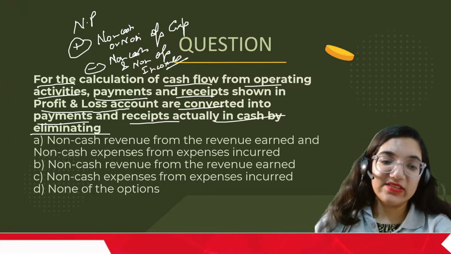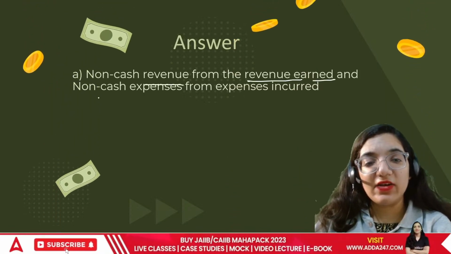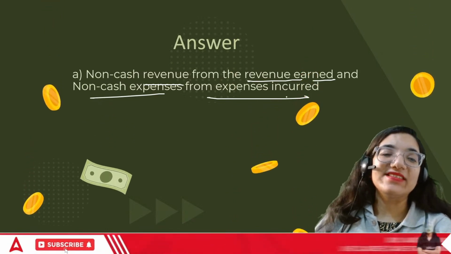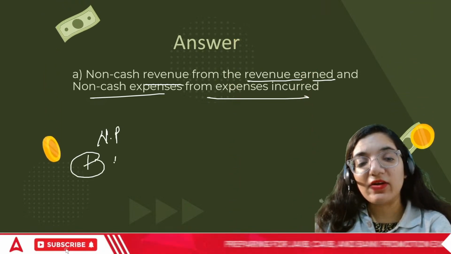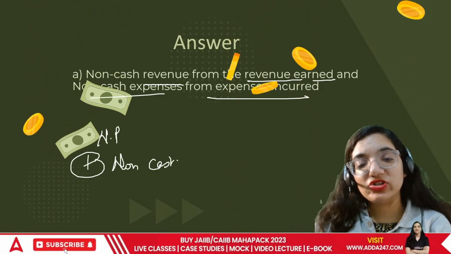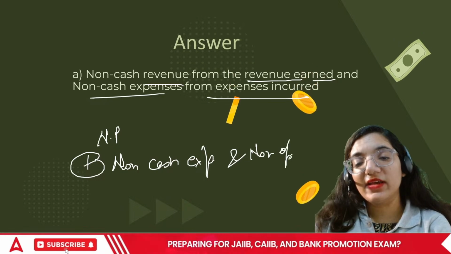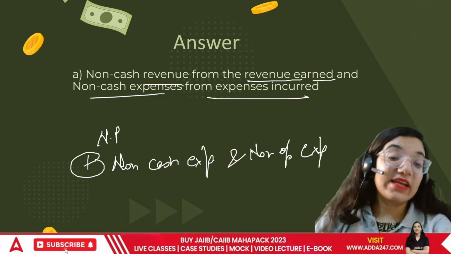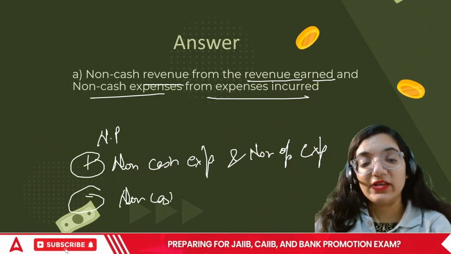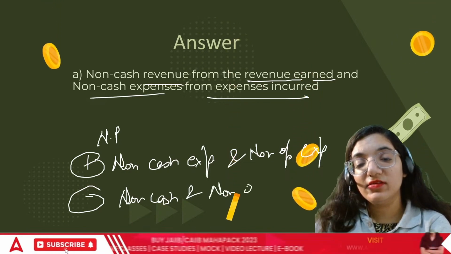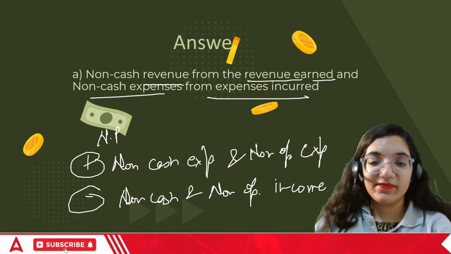Done. So in this case, the correct answer would be non-cash revenue from revenue earned and non-cash expenses from expenses incurred. Basically, what we do is we find our total net profit and we add back all the non-cash expenses and non-operating expenses. This was earlier negative, now it would be positive. And non-cash and non-operating income. Done.